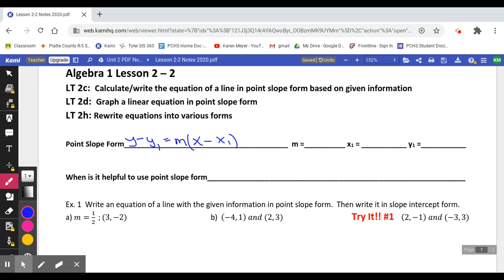Well, what does m stand for? M stands for the same thing it always has, which is slope. So you are going to plug a number in for the m spot. And then you're also going to plug numbers in for the x1 and the y1. So where do x1 and y1 come from? They come from a point. So that's the x from a point. And this is the y number from a point.